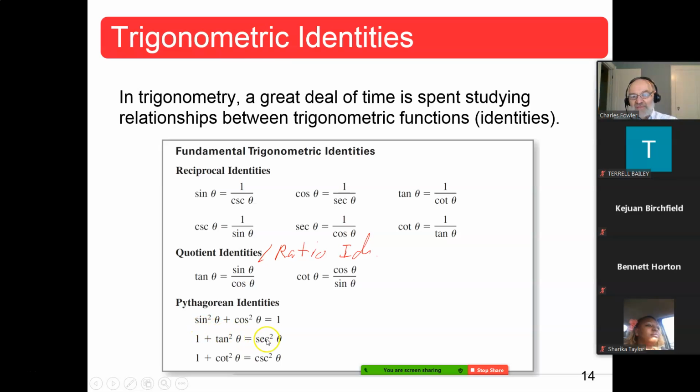Here is your fundamental Pythagorean identity. Sine squared theta plus cosine squared theta is equal to 1. Please, please, folks, remember that one.